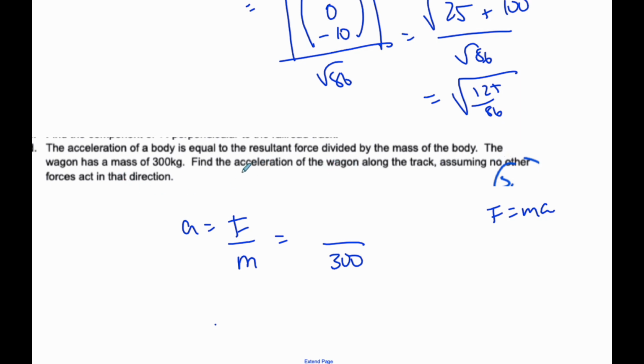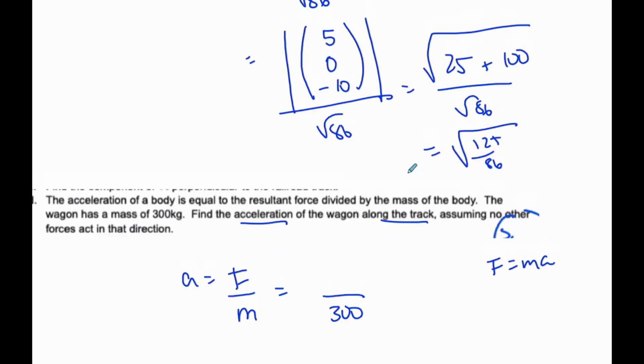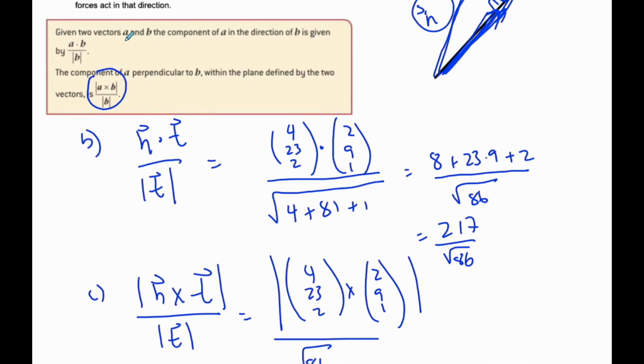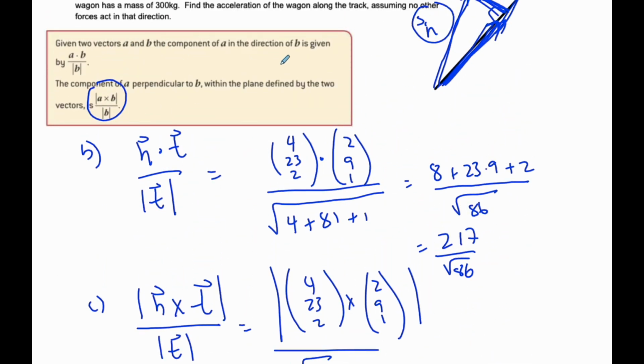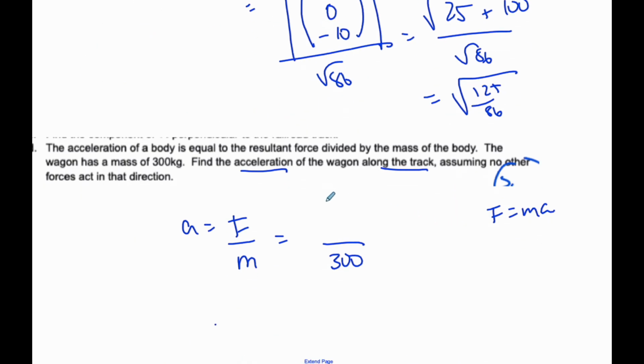Well, that's acceleration along the track. So that means I have to take the value that is in the direction of the track, which is this force here. So I'm going to get 217 divided by the root of 86, and if I throw that into my calculator and check in my notes, I get 0.0780 meters per second squared.